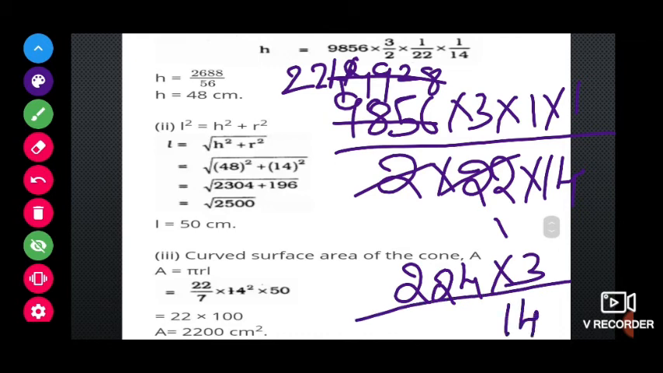Now again, how many times we can take means 14 ones are 14. If we take out 22 minus 14, we will get 8. 84 means 14 sixes are. Now 16 into 3, 48 centimeter. It is 48 centimeter, not centimeter cube, as the height.